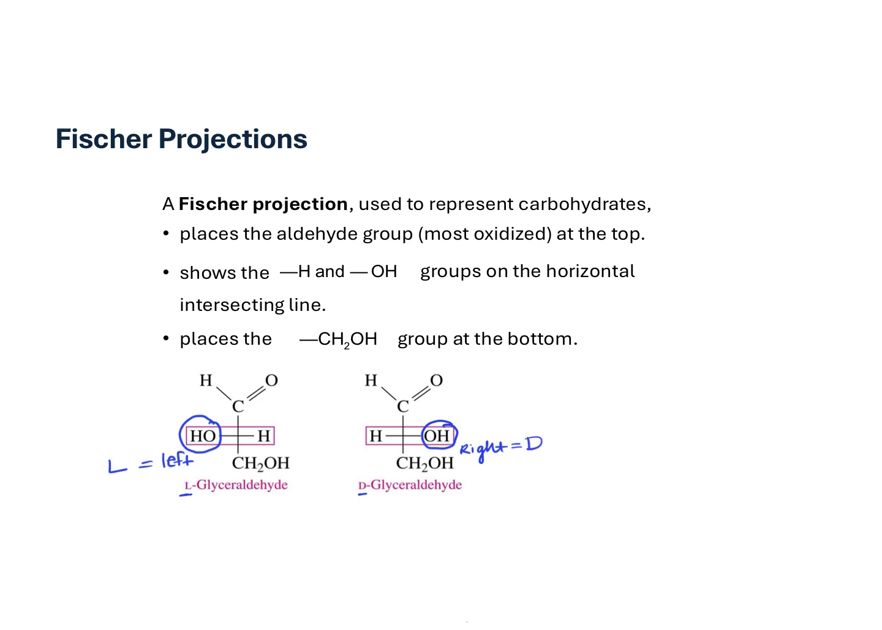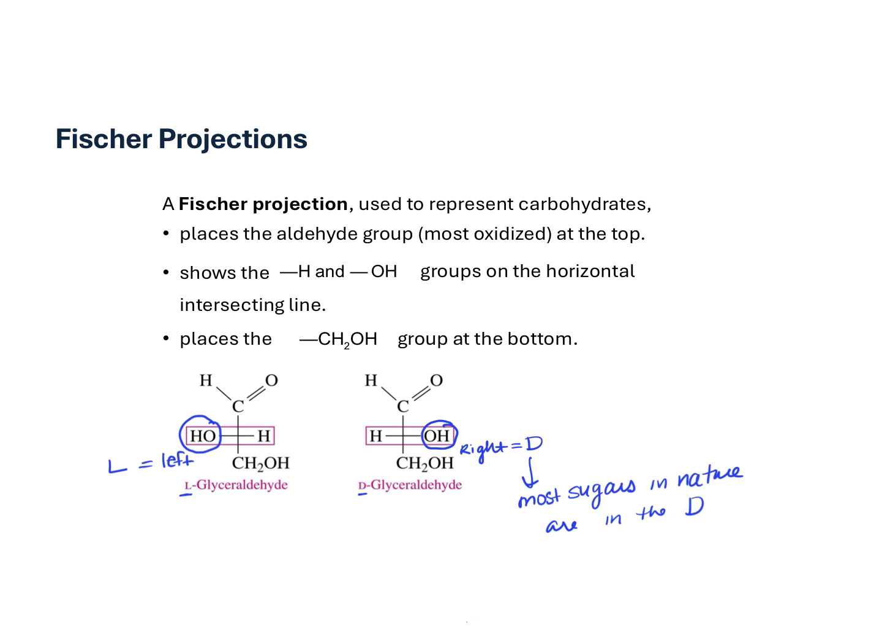Now, you're going to see this pretty frequently because most sugars in nature are in the D configuration. And so that's what you'll see most often. But if you see the L or the D on a sugar, that's what it's talking about, the placement of that very last carbon and whether the OH is on the left or the right side.